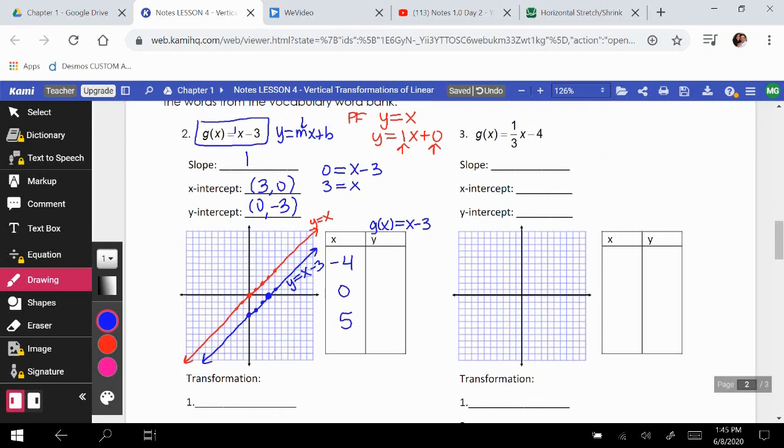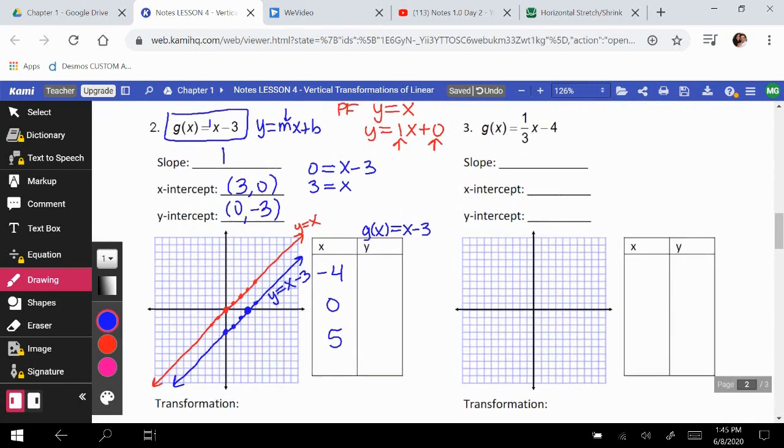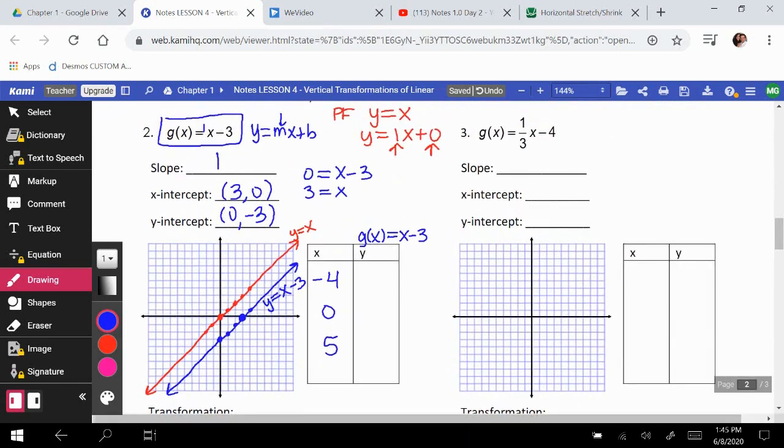And again, you don't have to do this. You really just need 2 points to graph a line, but this will help us check our work. So if I do g of -4, what would that be if I plugged in -4? -4 minus 3, so I would get -7. So when I input -4, my output was -7. 1, 2, 3, 4, 1, 2, 3, 4, 5, 6, 7. I do have that point on my graph. Okay, so that checks out.